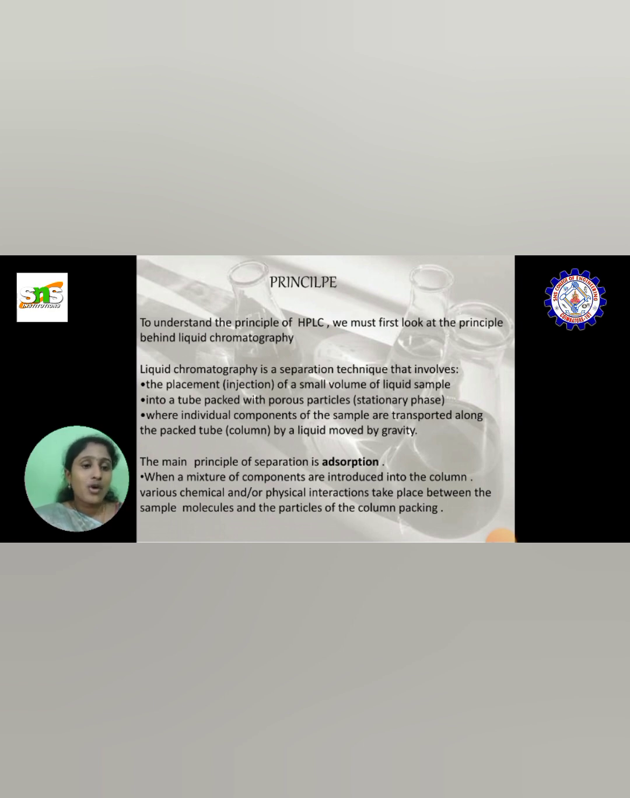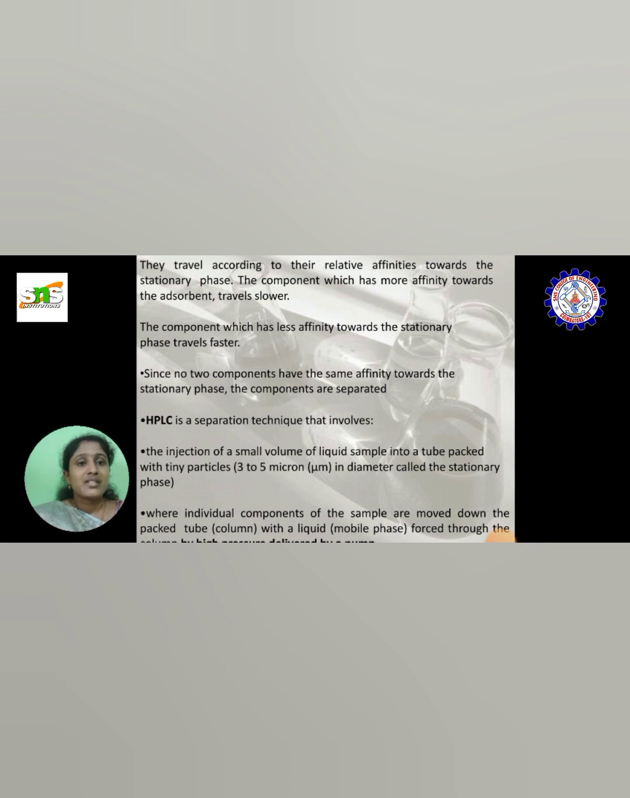The main principle of separation is adsorption. When a mixture of components is introduced into the column, various chemical and or physical interactions take place between the sample molecules and the particles of the column packing. They travel according to their relative affinities towards the stationary phase. The component which has more affinity towards the adsorbent travels slower. The component which has less affinity towards the stationary phase travels faster. Since no two components have the same affinity towards the stationary phase, the components are separated.